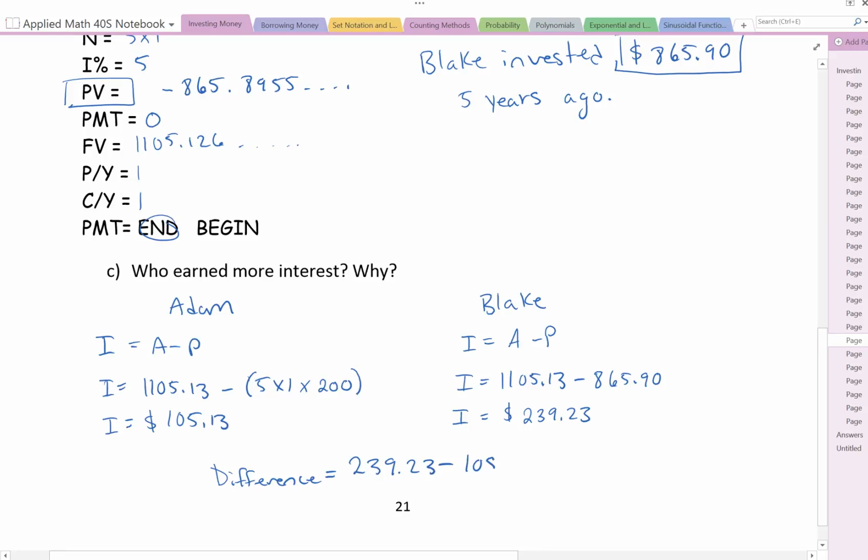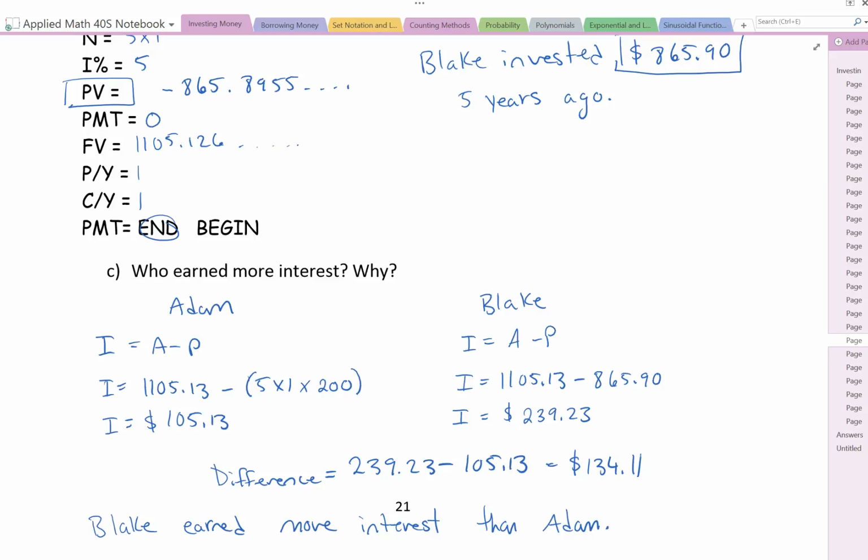So the difference, if you subtract those, 239.23 minus 105.13, punching that into your calculator, you would get a difference of $134.11. So Blake has earned that much more in interest than Adam. So everything else being the same, we can also see there is a difference in how much interest is earned depending on if you have one lump sum or if you're making regular payments. But that's also determined about how often you're making these payments, if you can afford to make these payments, how much money you have to invest right at the beginning. Okay, so there's lots of variables there.